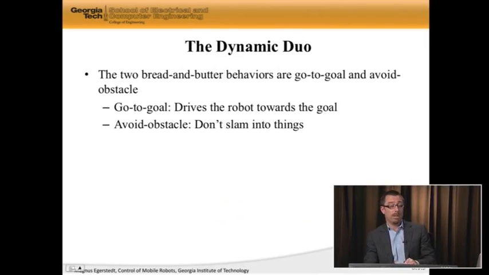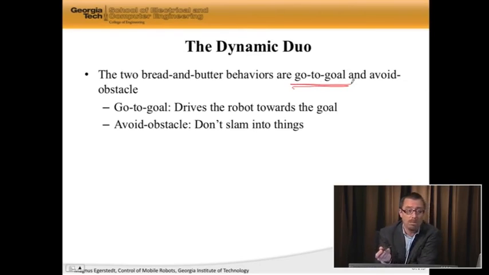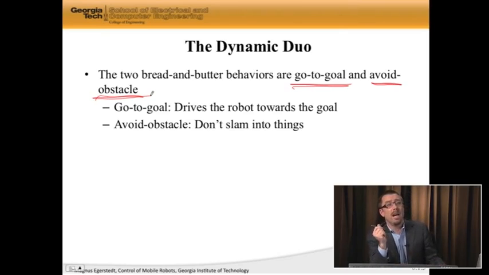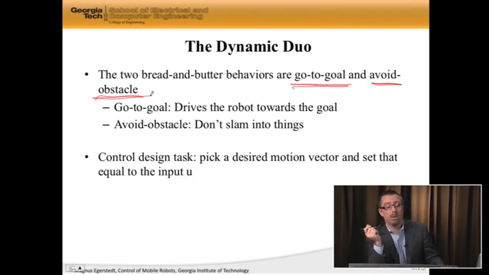So we're going to start with what I call the dynamic duo. These are the key behaviors that you always need. No matter what your robot is going to do, you always need to be able to go to a goal location or a landmark or a waypoint. You always need to be able to go to somewhere. And you need to be able to do it without slamming into things. Without either one of those two, your robot just ain't going to be able to do what you want it to do. So our job now is to design these two behaviors using what we've already learned.